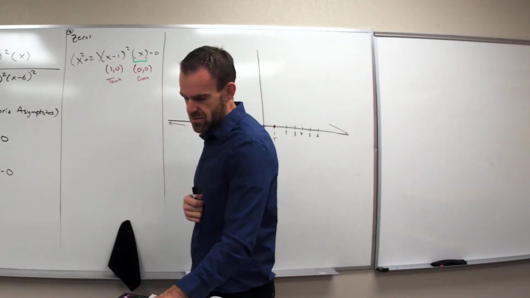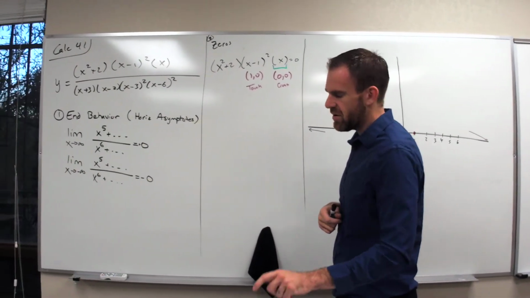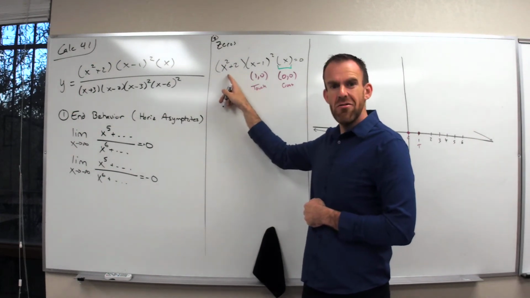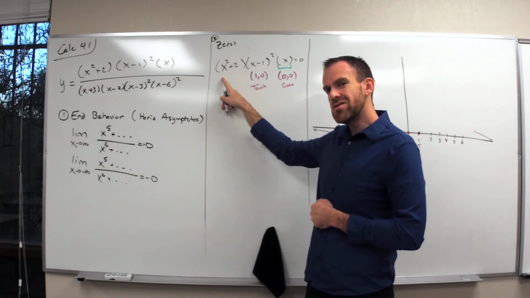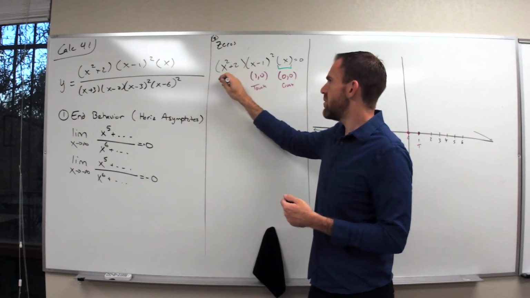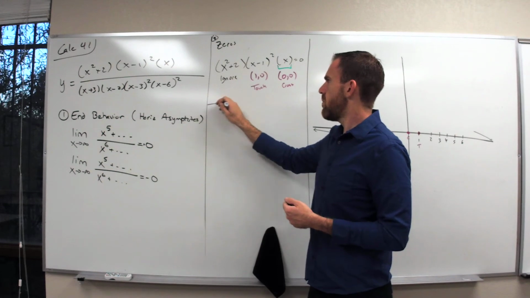Okay, let's keep going. We'll need our function back. There we go. So we found our zeros. This will never be 0. Remember, x squared, the lowest number it gives you is 0, plus 2. That's never going to be 0. So we just ignore it.